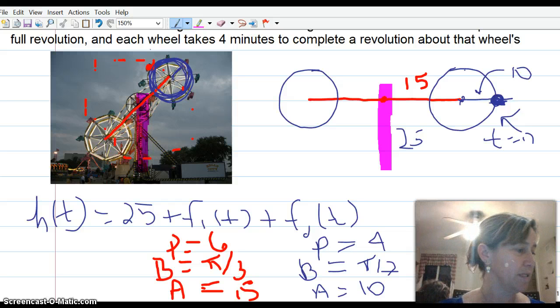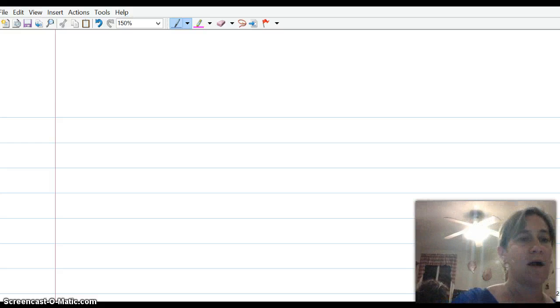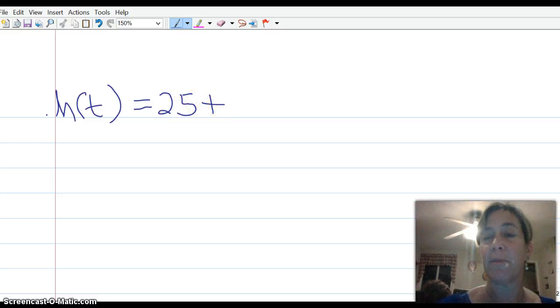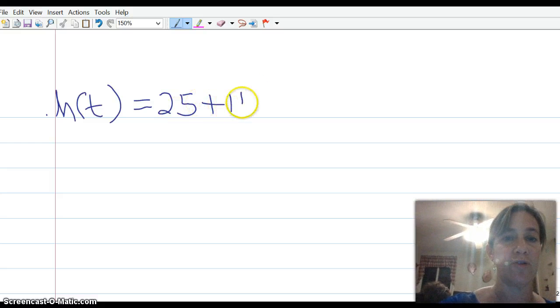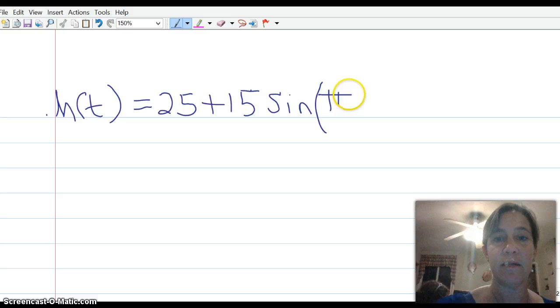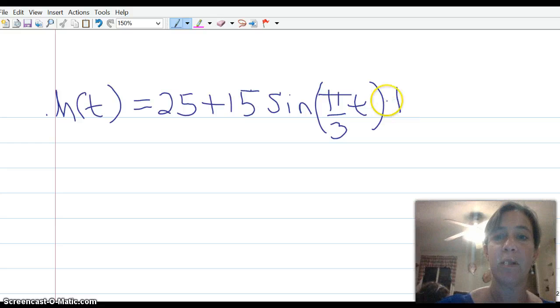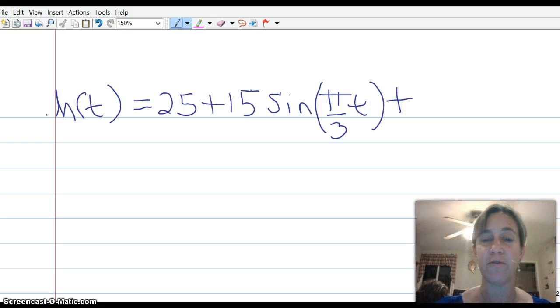Just like the Ferris wheel problems we did in the beginning of this section on trigonometry, these are going to be modeled by a sine function. So putting all of this together, the height of me as a function of time, if I'm starting up at that place where I'm 25 meters off the ground, is going to be 25 plus the height that I am on the big revolution, which would be 15, the radius of the big circle, times the sine of pi thirds t, because that's what I need to get my period of 6 minutes, plus the height that I am on the little Ferris wheel, or the actual Ferris wheel that's going around and around.